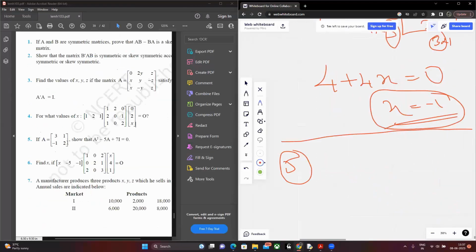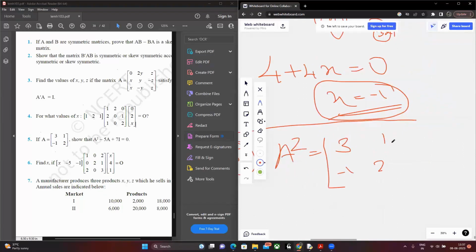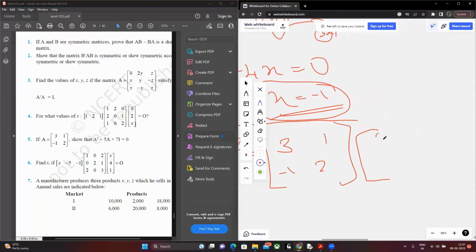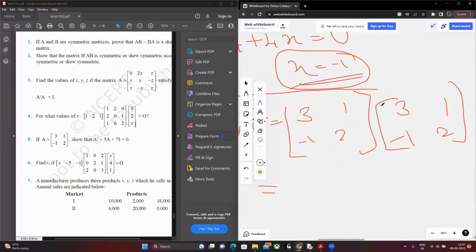If A is 3, 1, minus 1, 2, show that A squared minus 5A plus 7I2 is equal to 0. Since A is this, A squared is going to be 3, 1, minus 1, 2, into 3, 1, minus 1, 2. That is going to be, 3 3s are 9, minus 1, that is 8. 3 1s are 3 plus 2, 5. Minus 3, minus 2, that is minus 5. And minus 1 plus 4, that is 3.